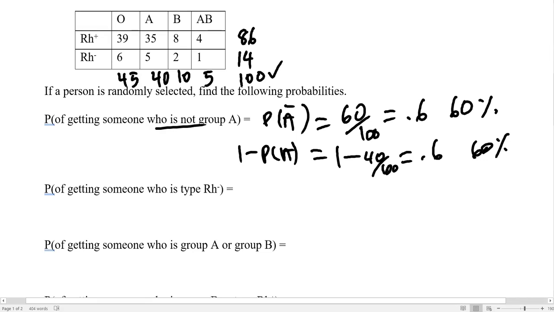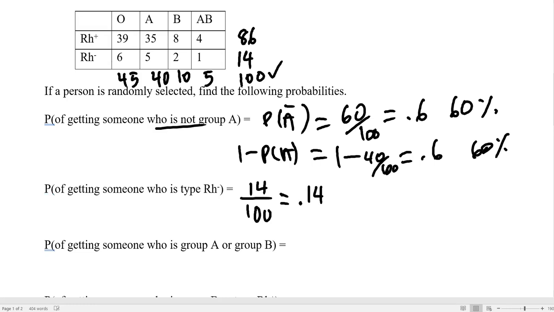What is the probability of getting someone who is type RH negative, who basically has a negative? Well, there are 14 who are RH negative, so getting someone who is RH negative would be that 14 out of 100, 0.14, or 14%.